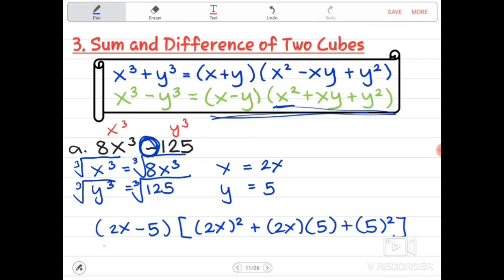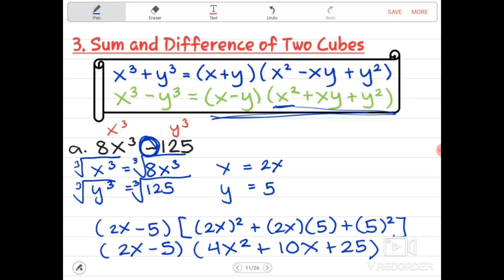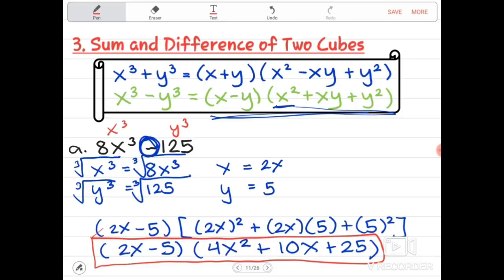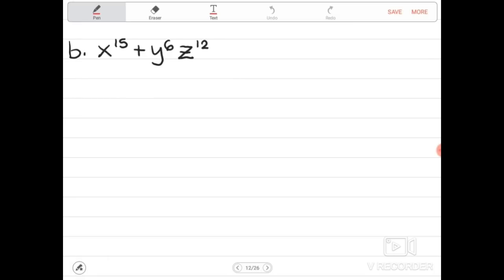So, simplify na natin. We have 2x minus 5. What is 2x squared? That is 4x squared plus 10x plus 25. So, now this will be our final answer. So, ganun lang ginagamit yung formula. Okay? So, kanina, x squared ngayon, x cube naman, or cube root. Kanina, square root, ngayon, cube root naman. Let's proceed. Number 2. Letter B, sorry.